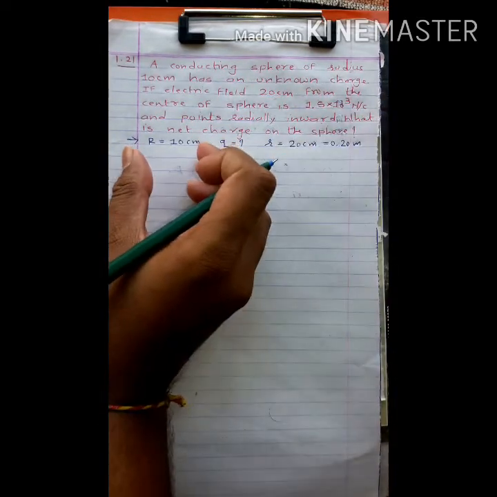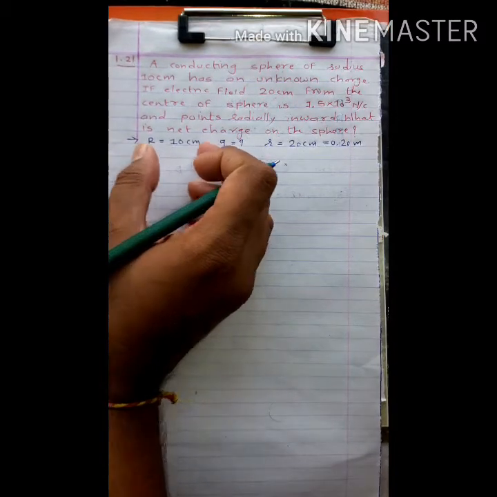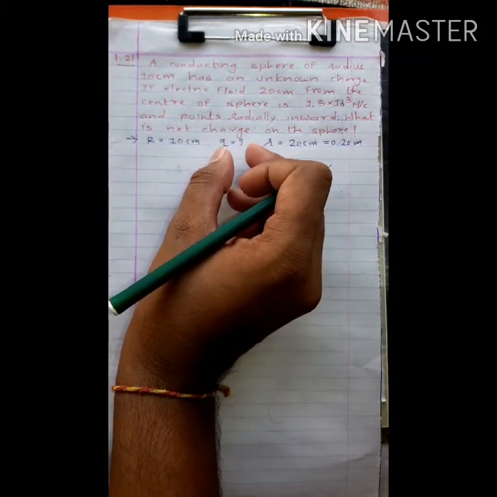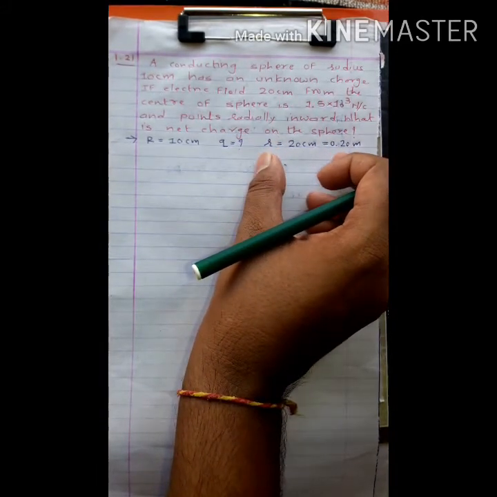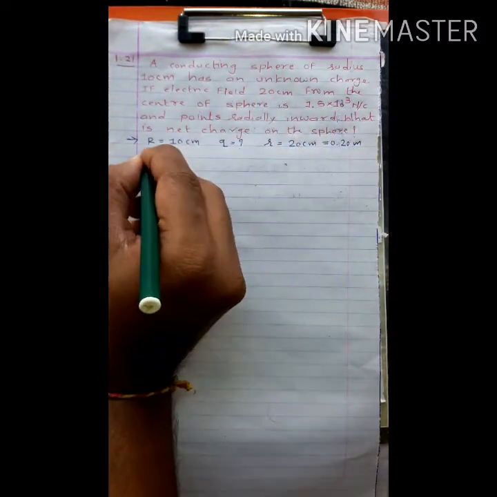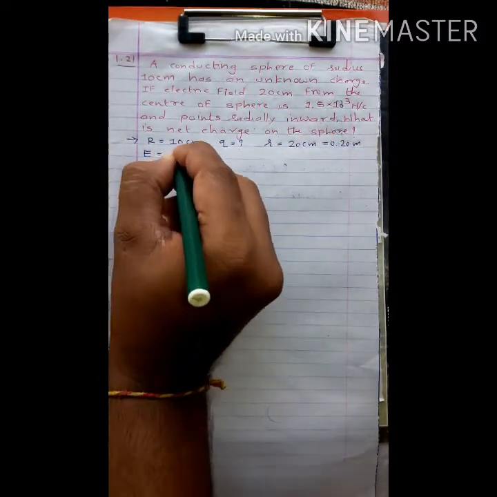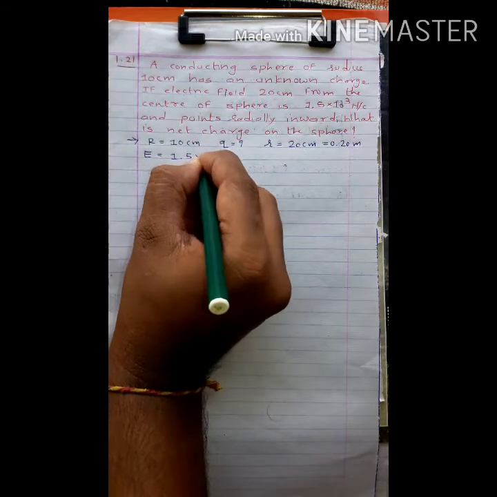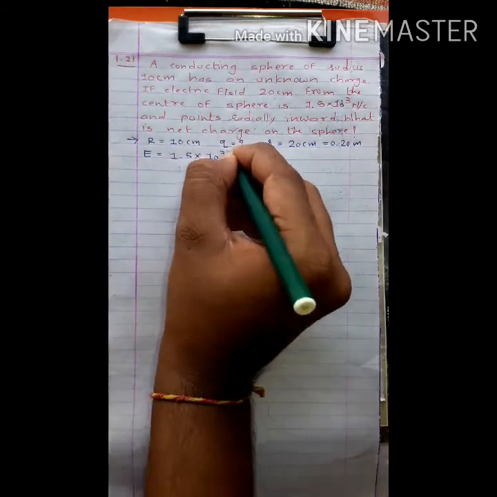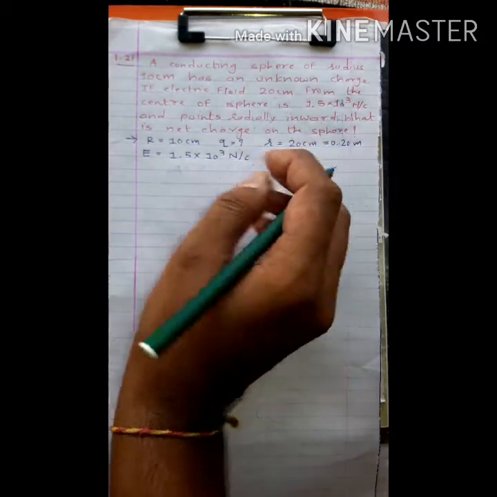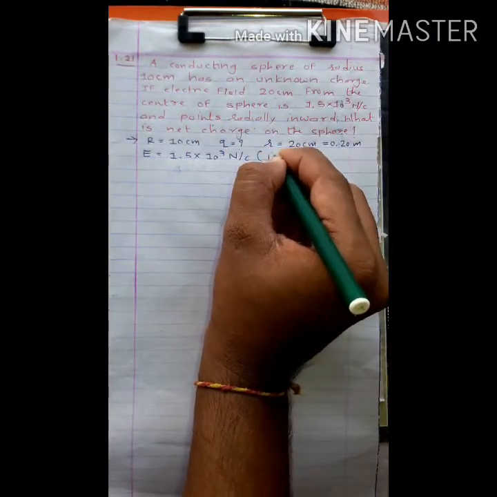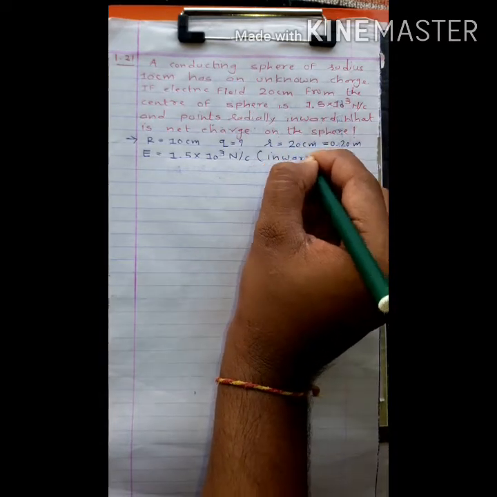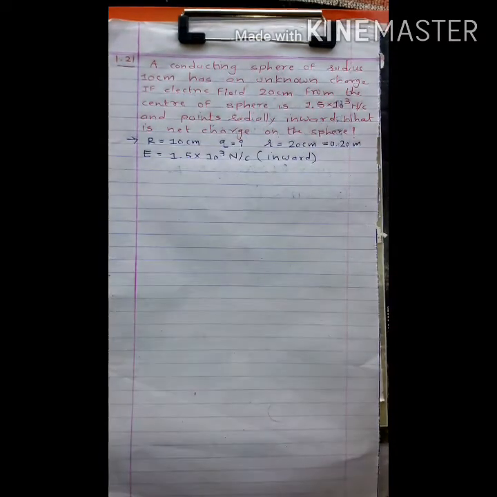The radius of the sphere is given as 10 centimeter. On the surface of this sphere we have a charge, which is unknown, and a distance of 20 centimeter is given where the electric field is present. The electric field is equal to 1.5 into 10 to the power 3 newton per coulomb. Remember the direction of the electric field: it is radially inward, inside the sphere. So what is the net charge on the sphere?